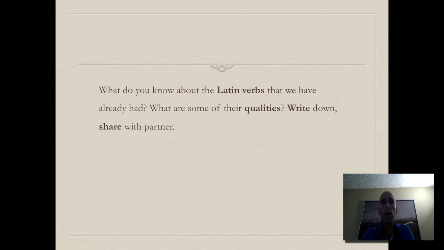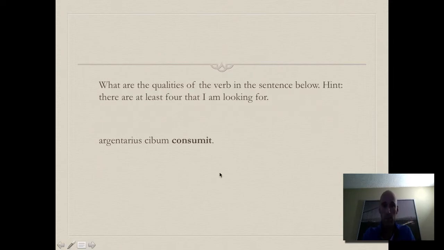Alright, so what do you know about Latin verbs that we have already had? What are some of their qualities? And I bolded qualities. I'd just like you to write down some of the things that you know about Latin verbs. Action verbs, maybe where they appear, what letter they end in, etc. So, for instance, like Argentarius Kaboom Consumit. What do we know about this? What do we know about consumit right here?